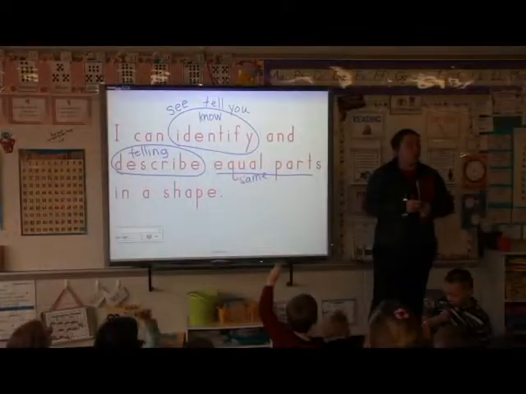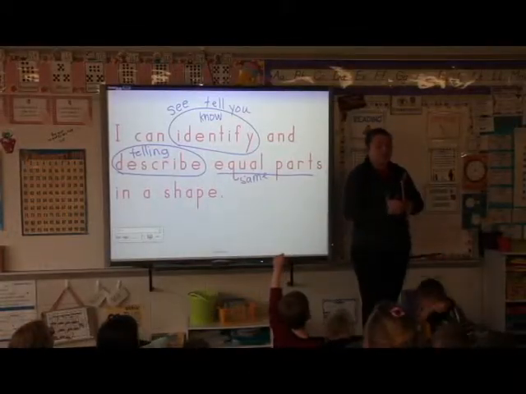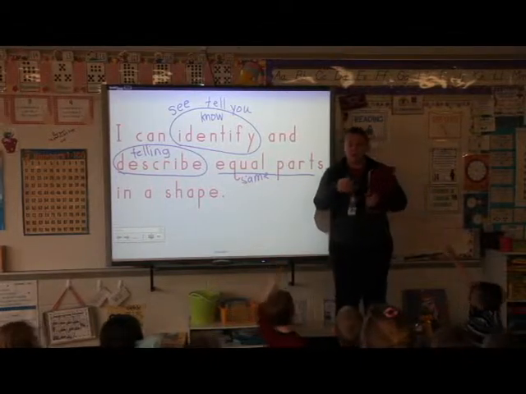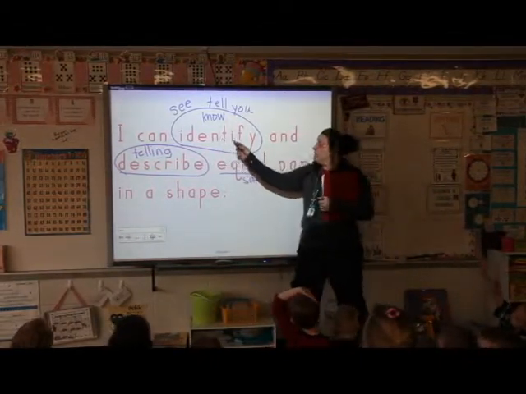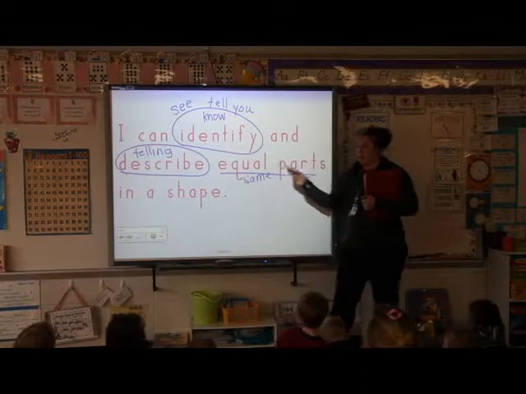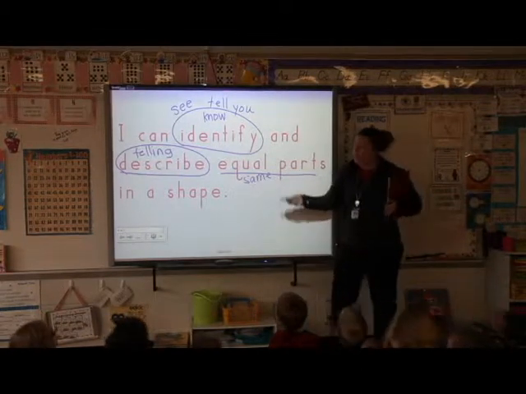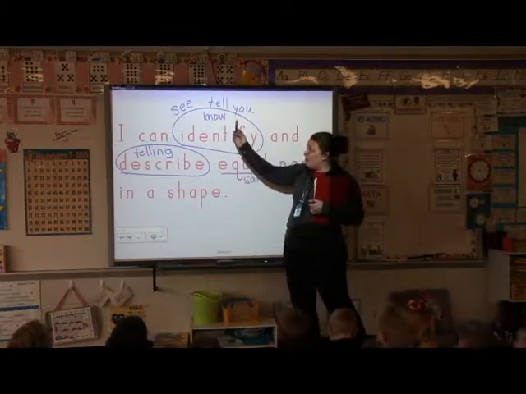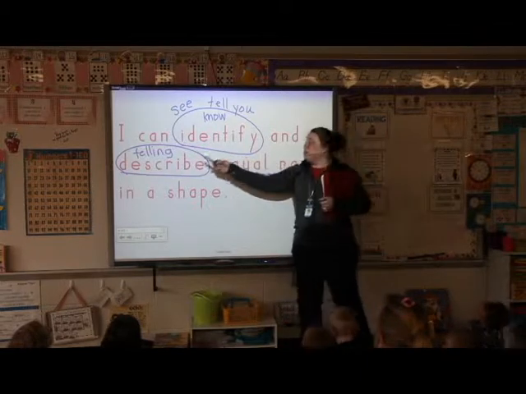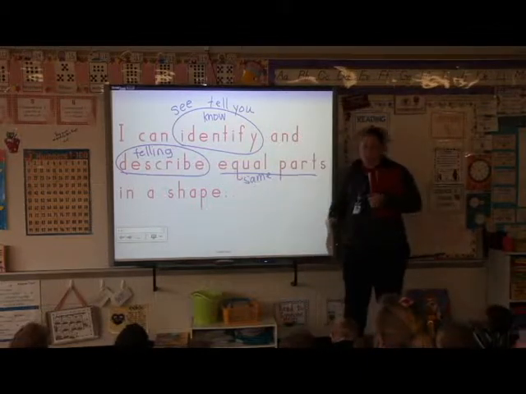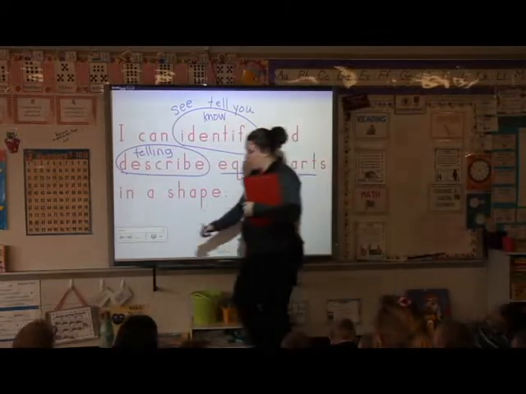That's right. So we're going to look at squares, and we're going to make sure that they have four equal parts. That means the same. So I can identify and describe equal parts in a shape, which really means I can see or I can tell you, I can know and tell equal parts in a shape. So I'm going to give you a quick example.